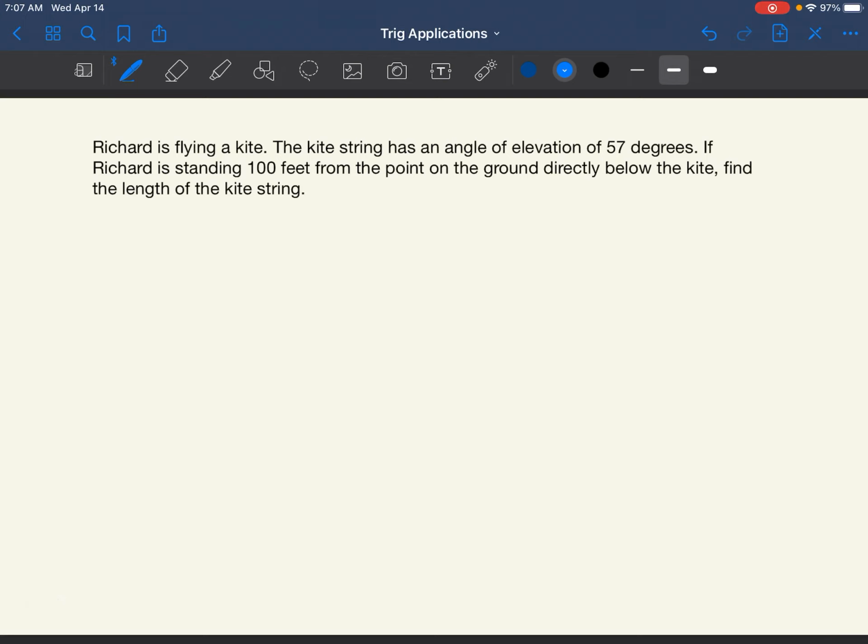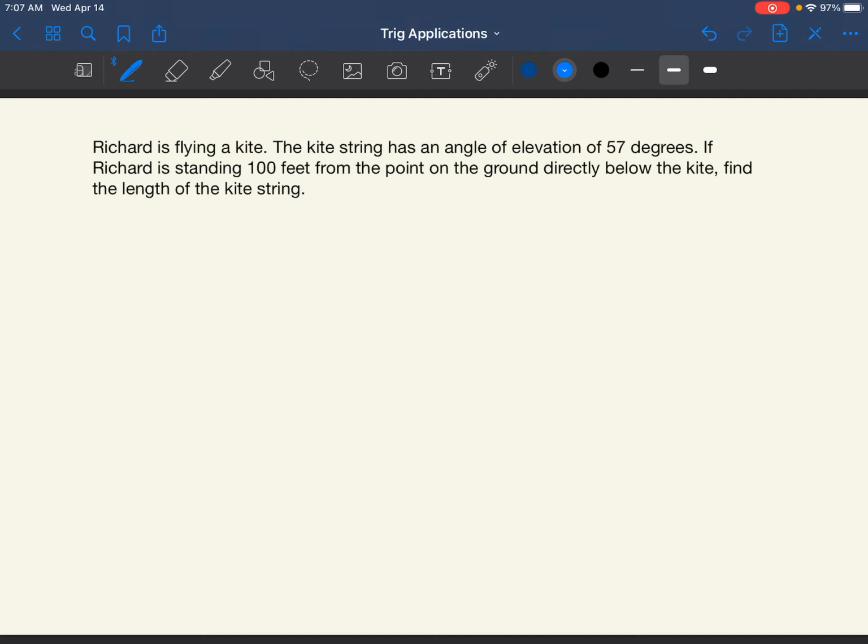First step, again, read the problem, kind of get an idea of what it's asking for. Richard is flying a kite. Kite has an angle of elevation of 57 degrees. If Richard is standing 100 feet from the point on the ground directly below the kite, find the length of the kite string. So first step, read the problem. Second step, draw your picture. We're going to take it sentence by sentence.